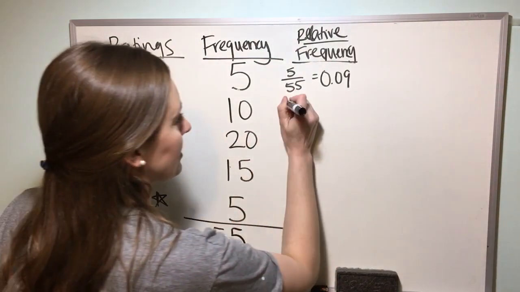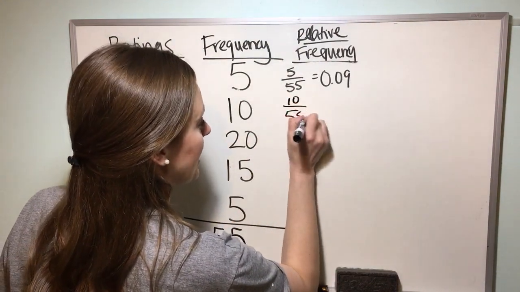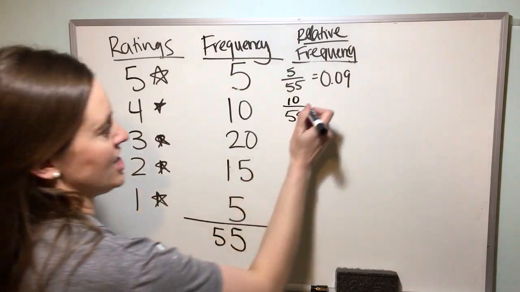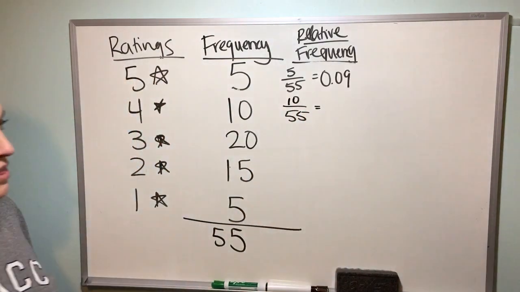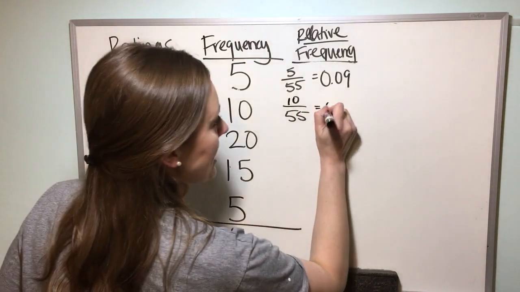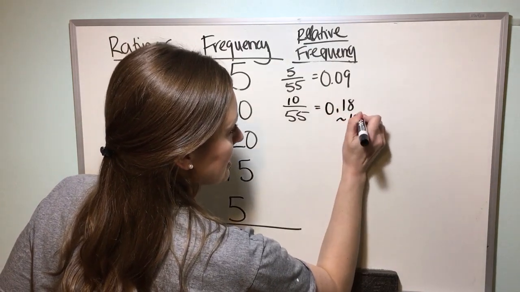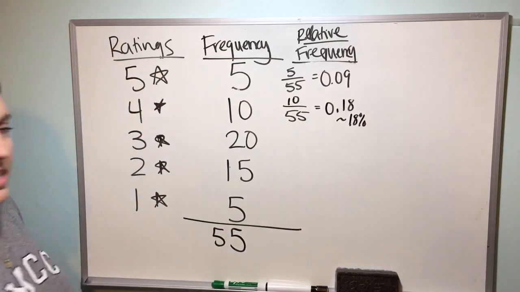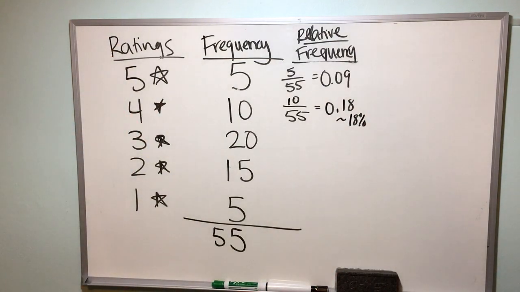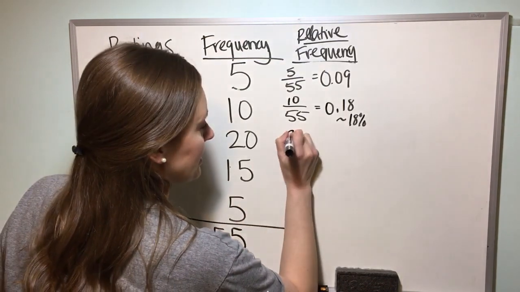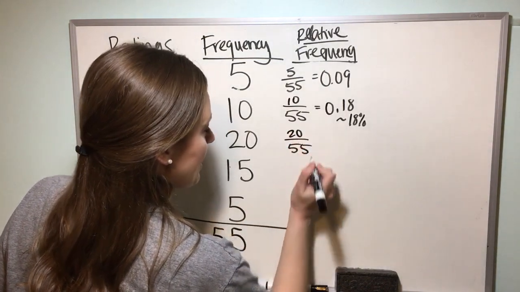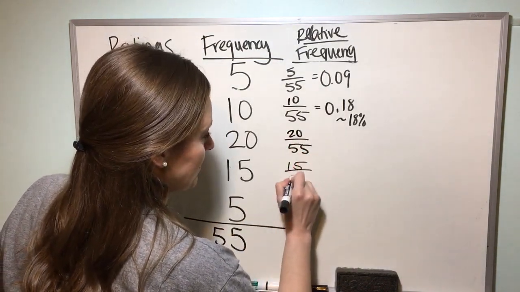Okay, let's go on down the list. So it's 10 out of 55, right? The total's never going to change. And if you do the math on that, you get 0.18, which would be about 18%. And if you went out another decimal place, you would be able to see 18 point what percent. And then keep going on down the list. This is 20 out of 55. This is 15 out of 55.